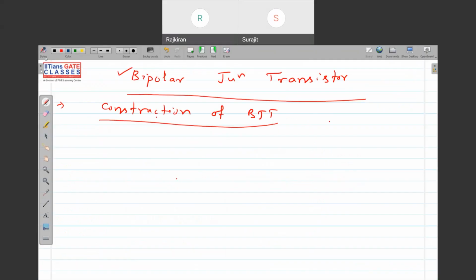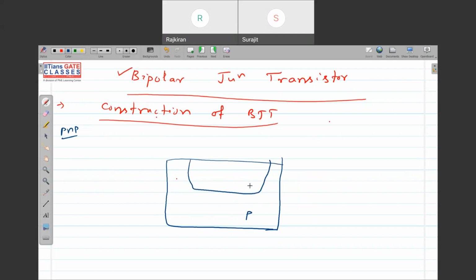Suppose we will talk about there are two types of BJT, right? One is PNP, another is NPN. First we will discuss PNP for simplicity. For a PNP structure, the construction will be like first there will be a P type substrate, which will be acting like a collector. Over this P type substrate, they will diffuse an N region, and over it they will diffuse a P region.